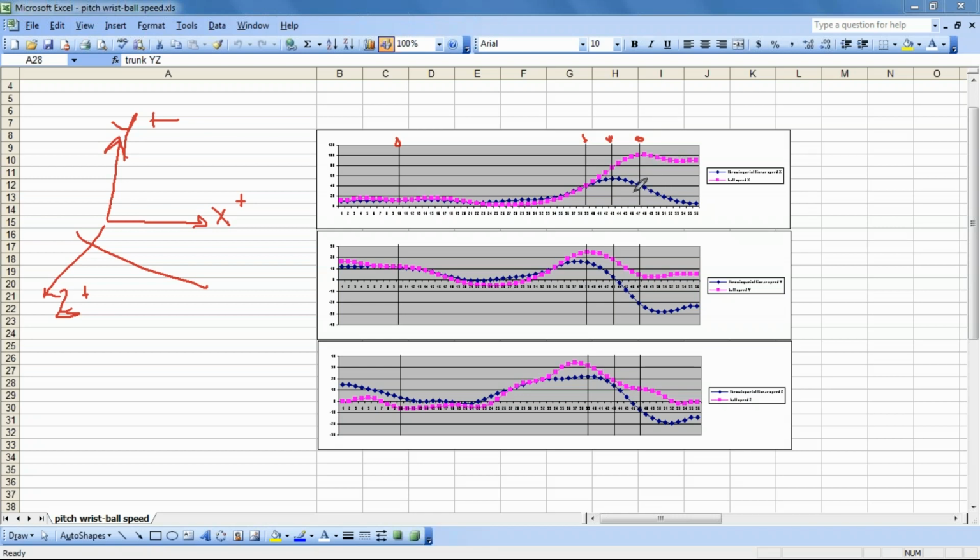Now, what you can see with X, and this is our speed towards the catcher, is the wrist reaches its maximum speed of about 60 miles an hour right around the last time the ball is really fully in the hand and there's a good solid grip on the baseball.